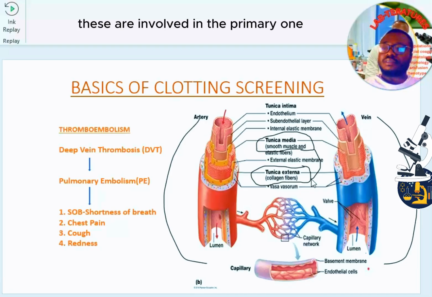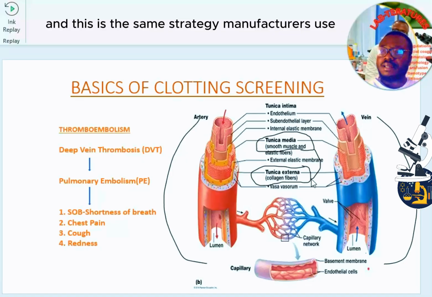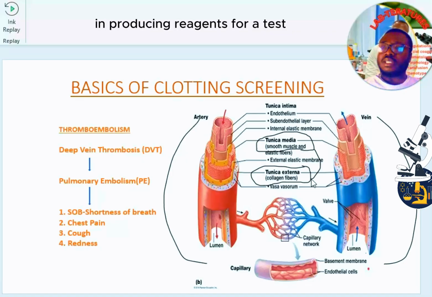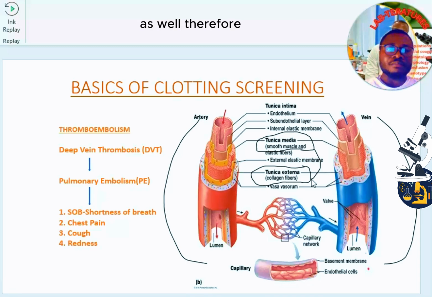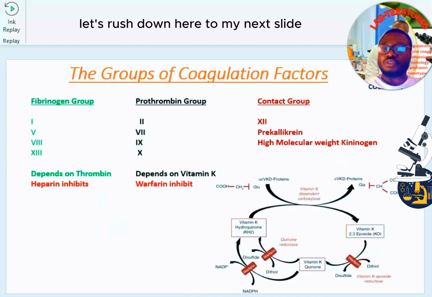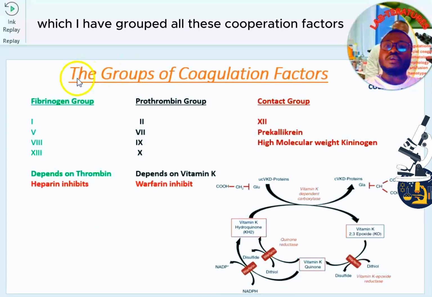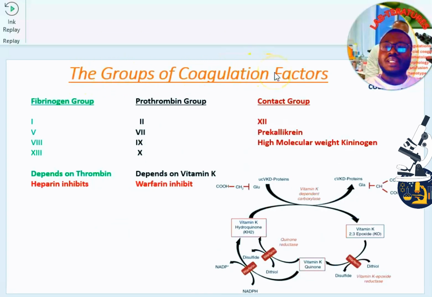These are involved in the primary one, and this is the same strategy manufacturers use in producing reagents for a test and the mechanisms that will be used on the analyzer as well. Therefore, let's move down here to my next slide, where I have grouped all these coagulation factors into major groups.